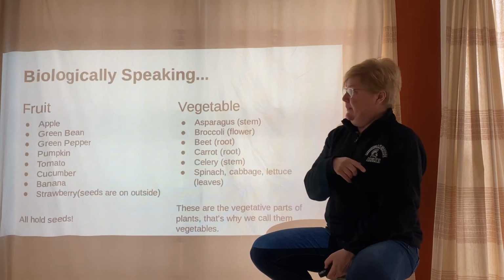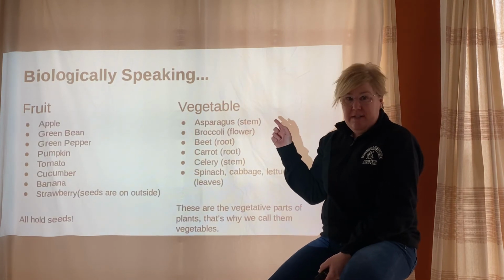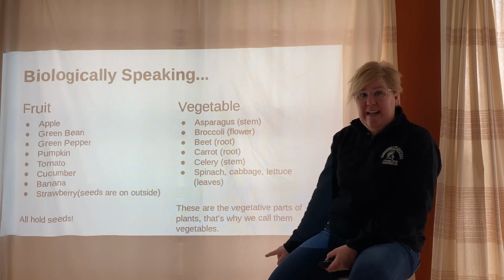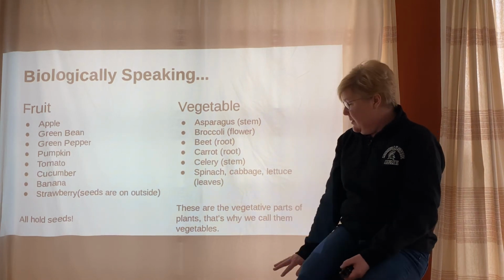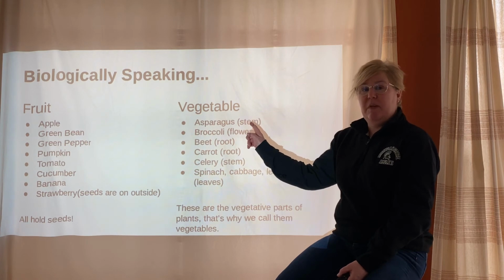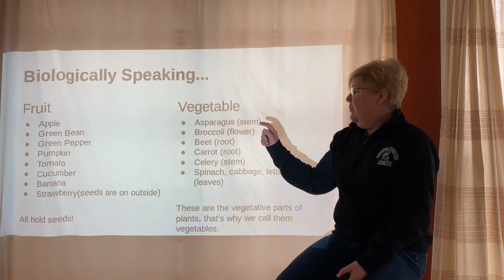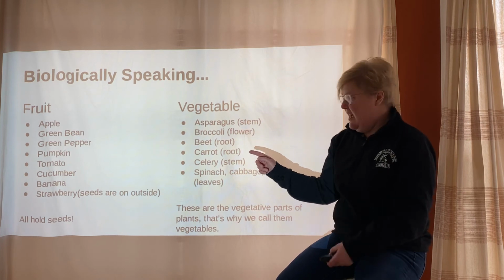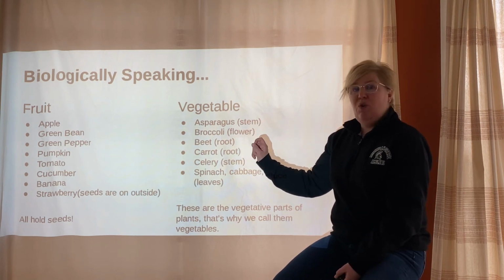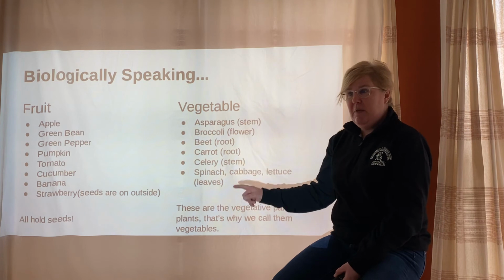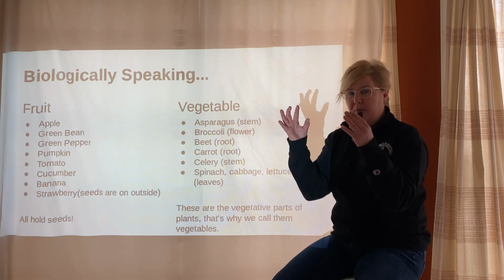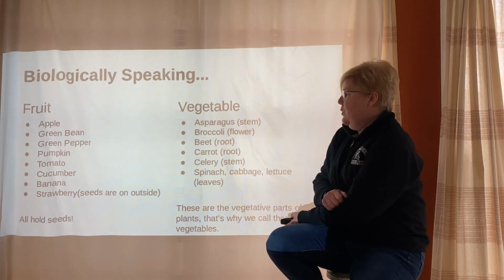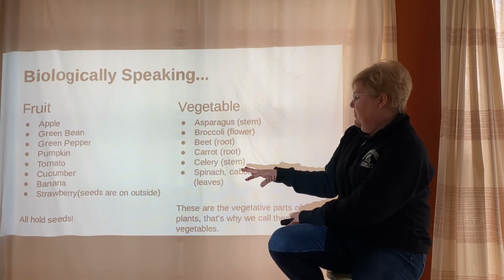It's so embarrassing. So, biologically speaking, vegetables are the vegetative parts of plants. So, asparagus is a vegetable because it's a stem. Broccoli is actually a flower. It hasn't bloomed yet. A beet is a root. So these are vegetables because they're the vegetative part. They're the part that grows and helps produce the flower, which makes the fruit, which will go in carrots and celery and spinach and cabbage and lettuce.